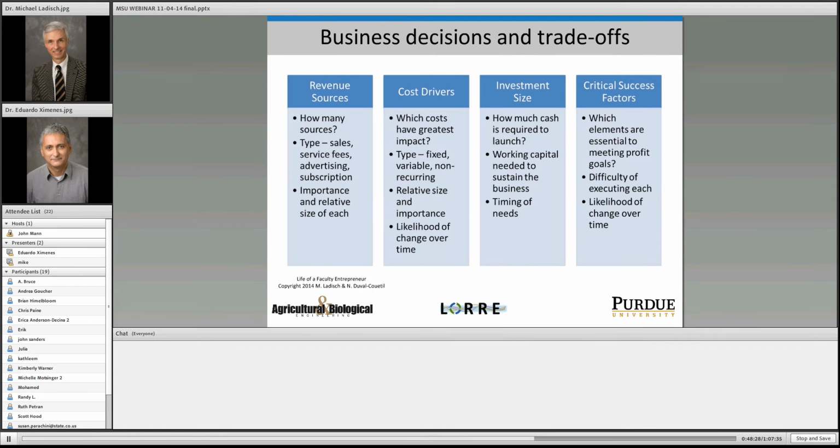So anyhow, as we get to the last few slides, the business decisions and trade-offs that we've begun to consider include revenue sources. Where would they come from? The type, would they be through sales, service fees, advertising, etc., and the importance and relative size of each so we can segment the market and approach the appropriate company or companies to help us commercialize this technology.